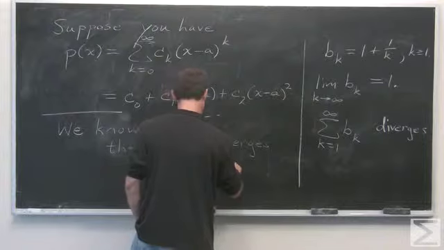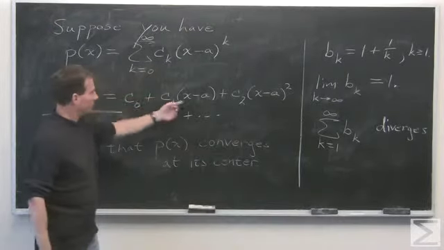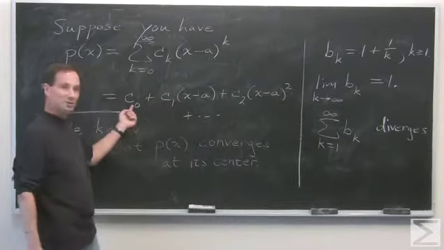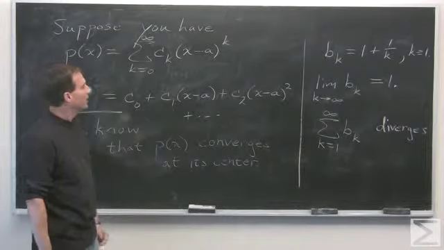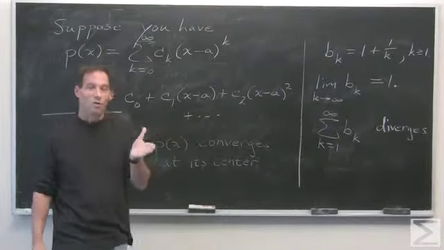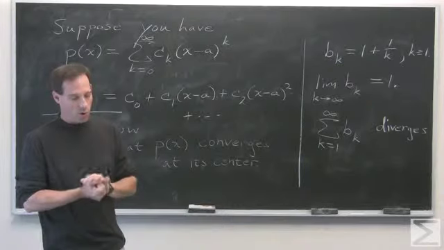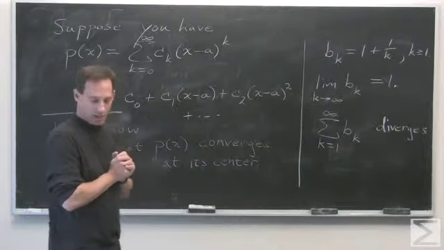It's always true. A power series always converges at its center, and it converges to, you put in x equals a, and what it converges to is just c naught. Okay, well that's easy. So the real question is, are there points besides the center where a power series converges?